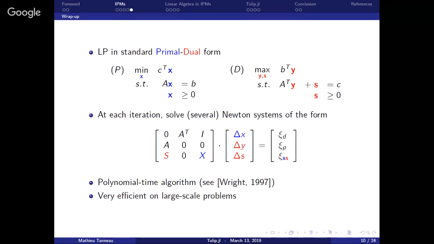It's one of the few practical polynomial time algorithms. It was not the first, but the first one was totally impractical. And interior points are extremely efficient when you have large-scale problems for LP, and by efficient, I mean faster than the Simplex algorithm typically.